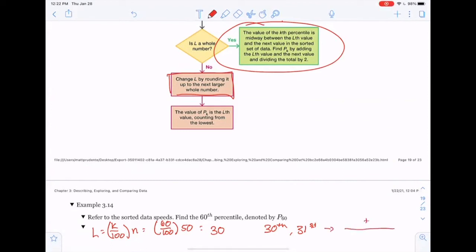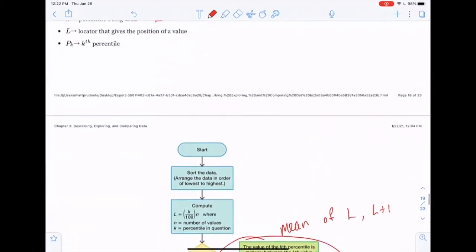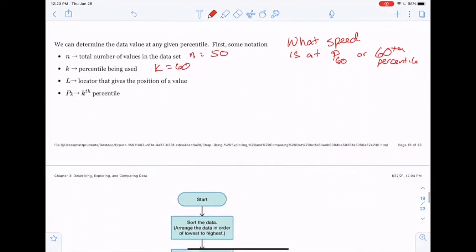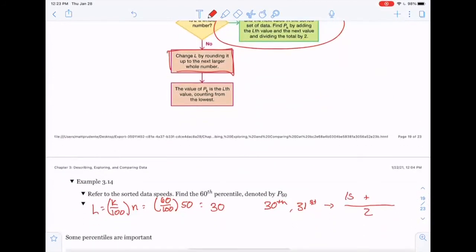So I'll set this up. I'm going to add two numbers and divide by 2. That's how we find the mean of two numbers. If I go all the way back up to my data chart, I know that I have rows of 10. So this is the 10th piece of data, this is the 20th piece of data, this is the 30th piece of data. So I want 30 and 31. I come back down here, take 15.1 and 15.5, add them and divide by 2, and I'll get 15.3. And that is the 60th percentile data value. We're just going to look at the chart.